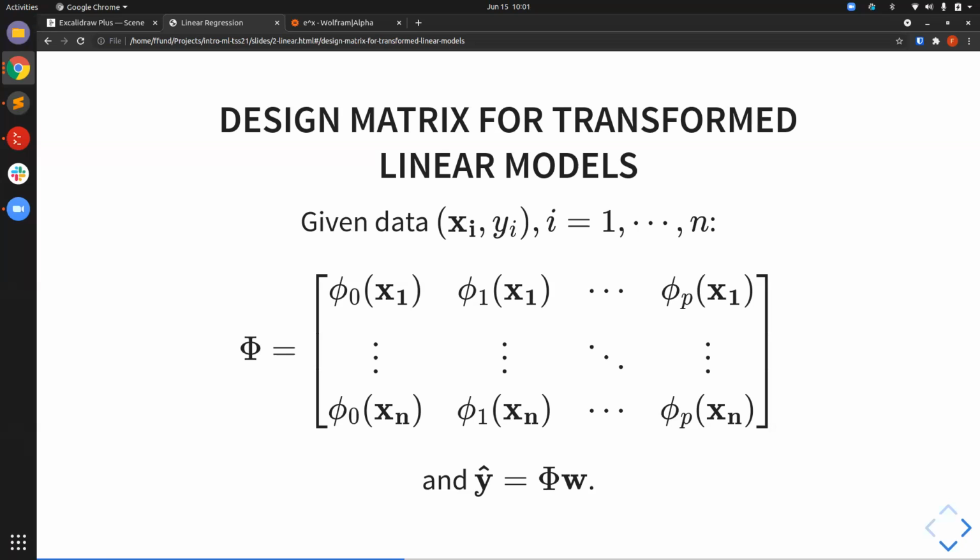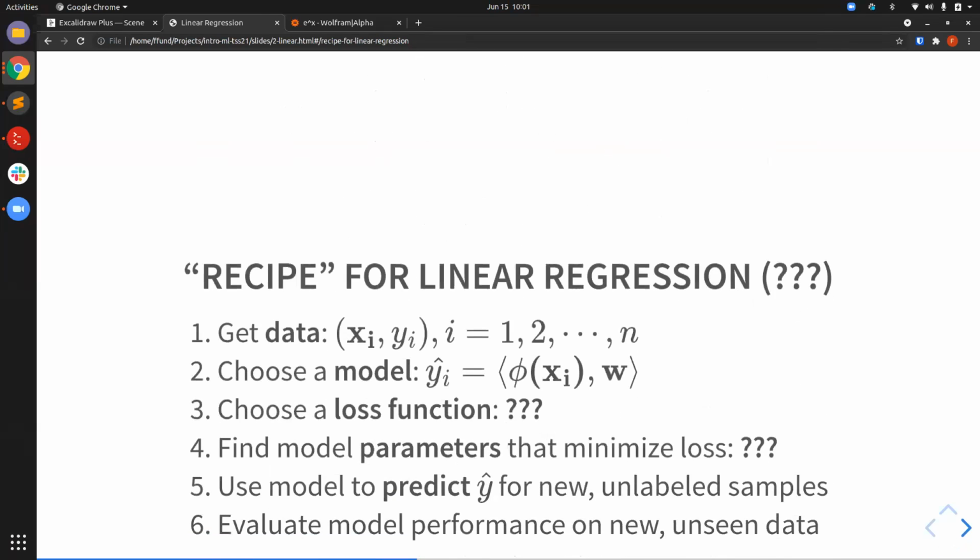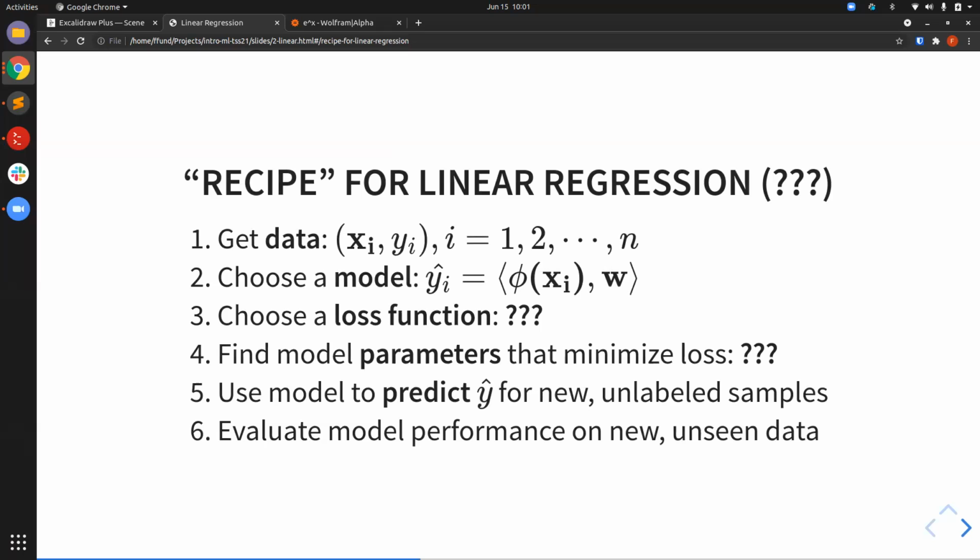Okay, let's take a step back and remind ourselves of the recipe for supervised learning from last week. Step one in the recipe was get data. For linear regression, we know it's a supervised problem, so we get data as a set of feature vector and label pairs. We have n samples, and each sample consists of a vector of features and a label.